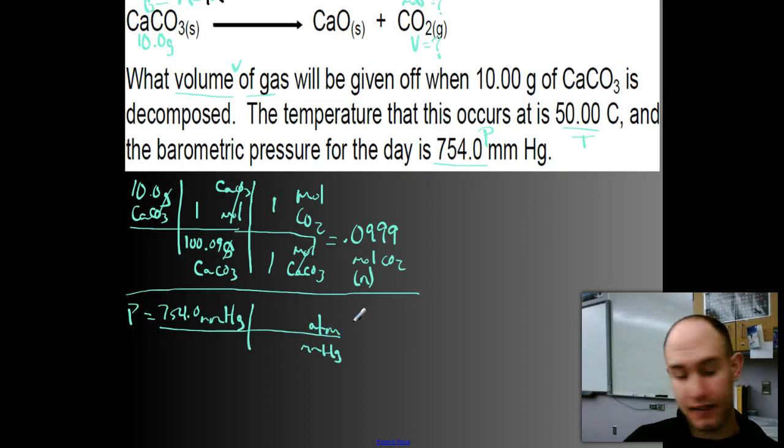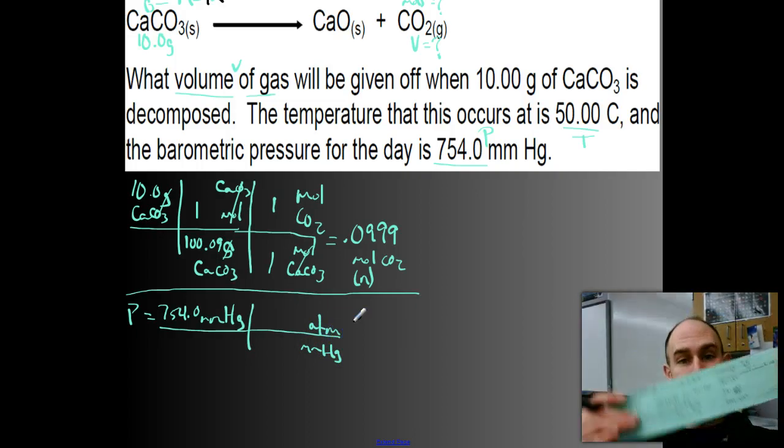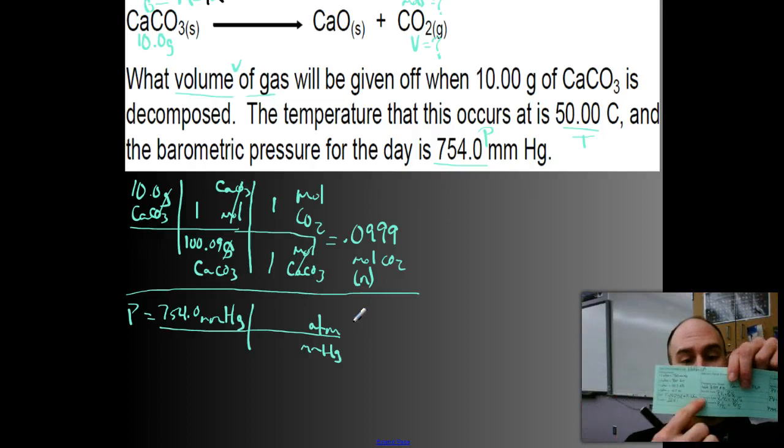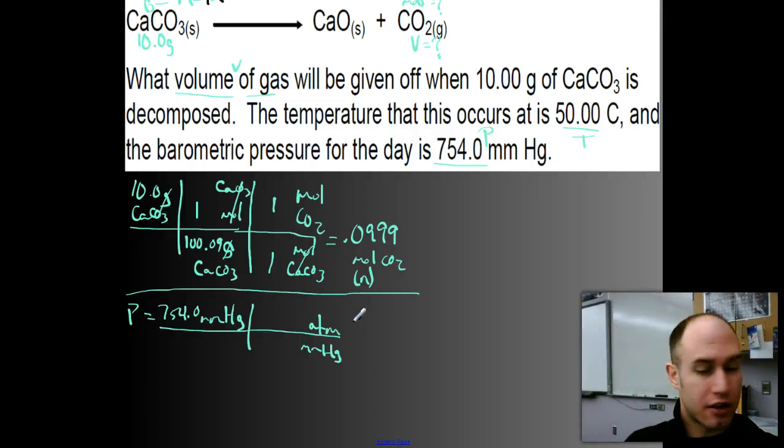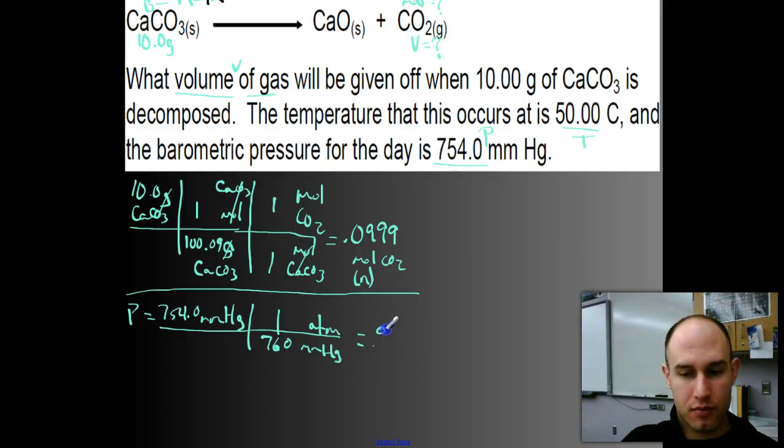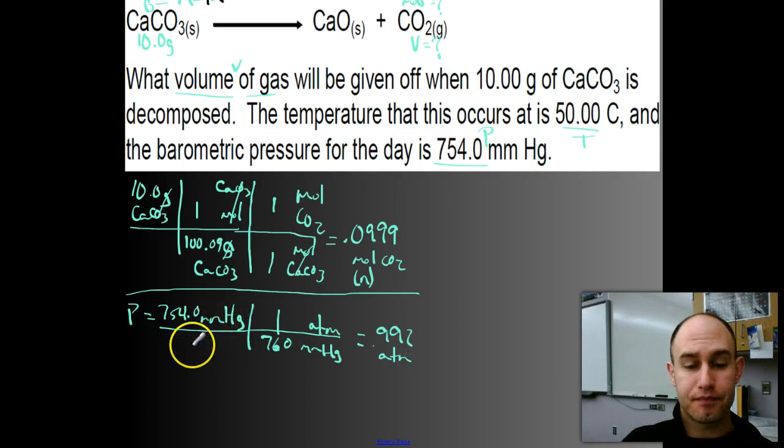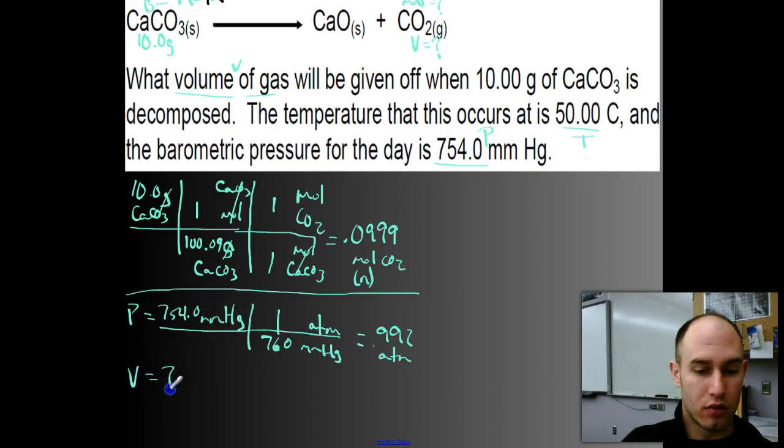If you forget how to do that, you need to grab your equation card that you should have. And I have my pressure conversion, 760 millimeters of mercury equals 1 atmosphere. So 760 to 1 atmosphere is going to be 0.992 ATM, atmospheres. There's my pressure. My volume is unknown. Remember, that's what we're trying to solve for up here. My temperature is right here.